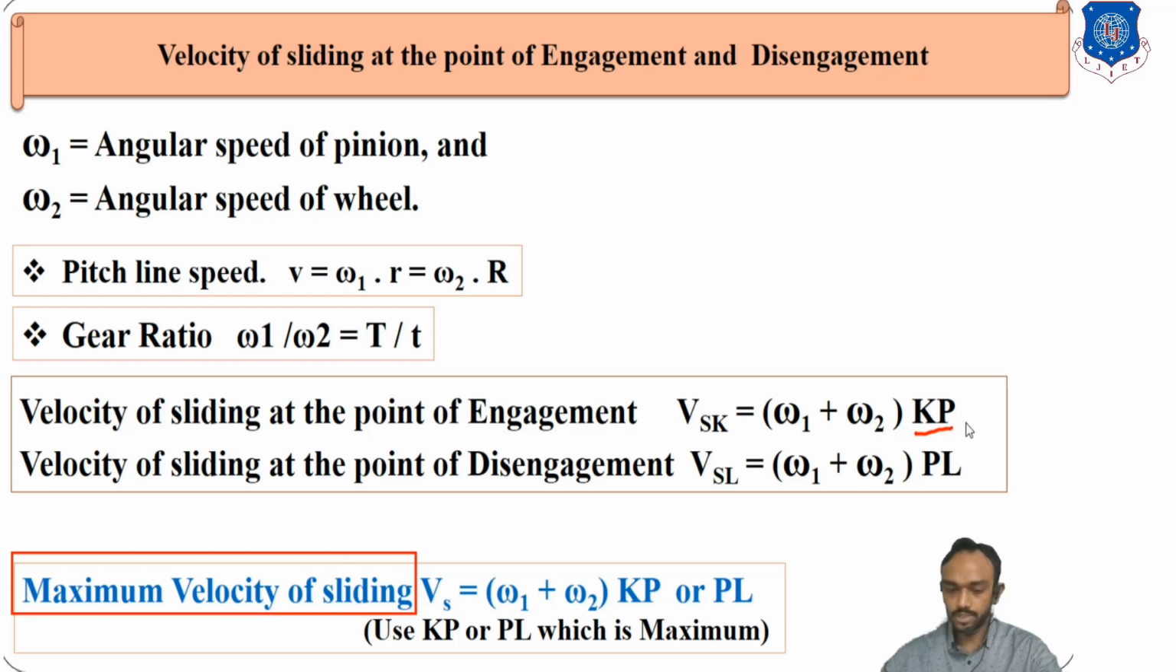You can find both individually, and after that you can select the maximum, or you can directly derive it, because KP and PL is the difference in these two equations. So you have to find the maximum value among KP and PL, and you can use whichever is larger for finding the maximum. So that's it. This is the whole formula list for the gear.